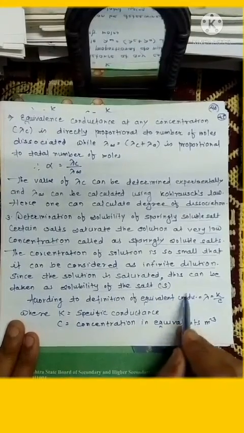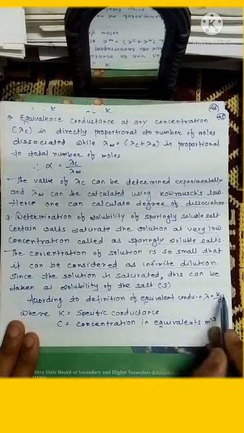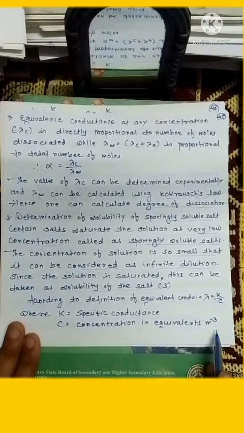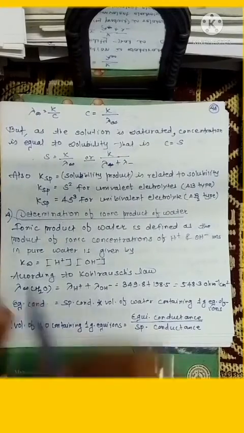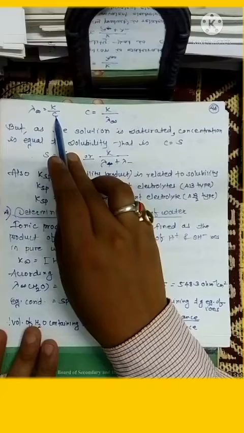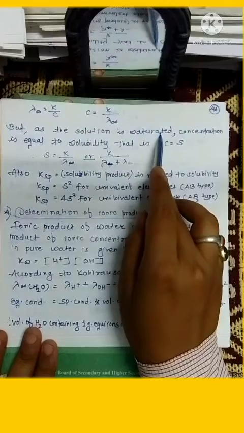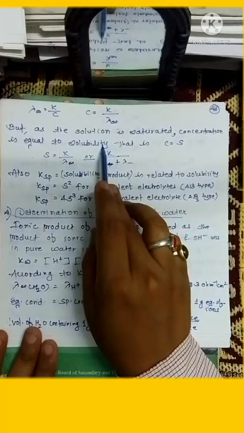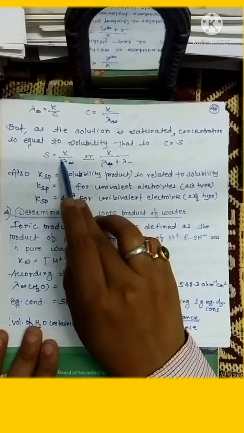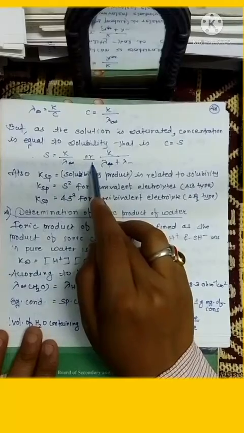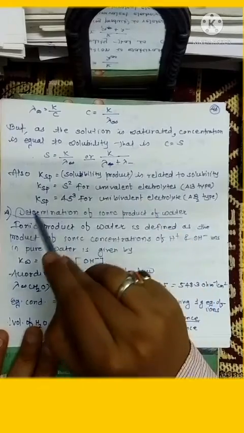According to the definition of equivalence conductance, lambda is equal to K divided by C, where K is specific conductance and C is concentration in equivalents per meter cube. So lambda infinity is equal to K by C, so C is equal to K divided by lambda infinity. But as the solution is saturated, concentration is equal to solubility, that is C equals S. So S is equal to K divided by lambda infinity, or K divided by lambda positive plus lambda negative.